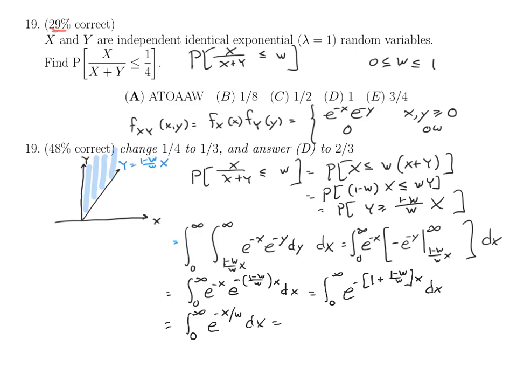dx. And so this integral becomes minus w e to the minus x over w is the integration of that, because w is just a constant here, right? Then we evaluate at 0 and infinity. So I get minus w times, the w is just a constant, times 0 minus 1. So the answer is w.